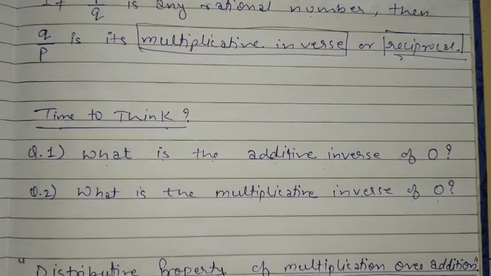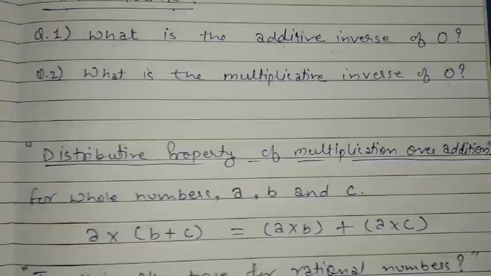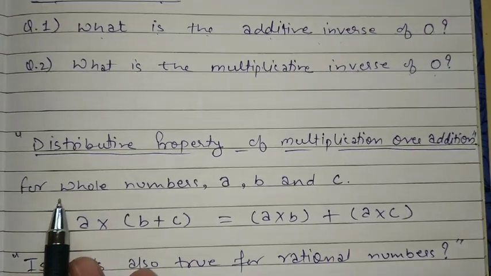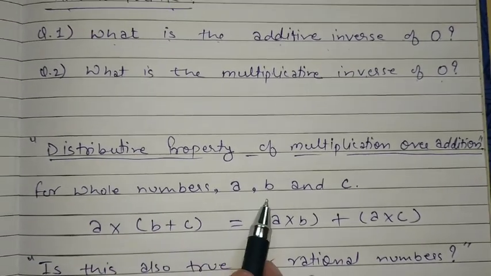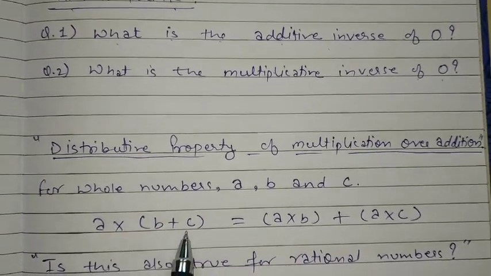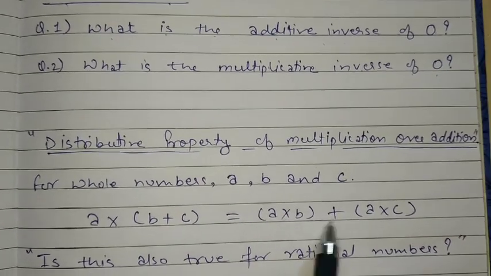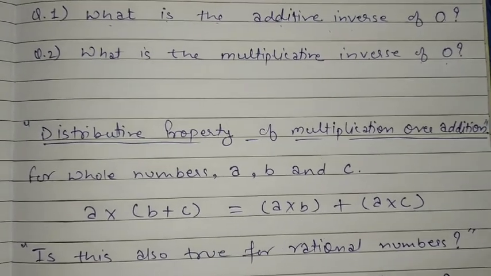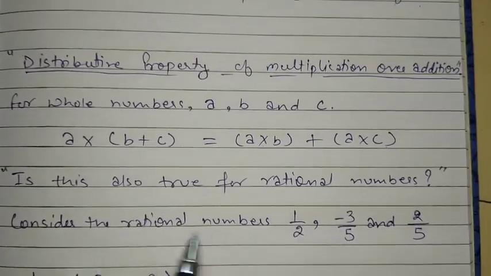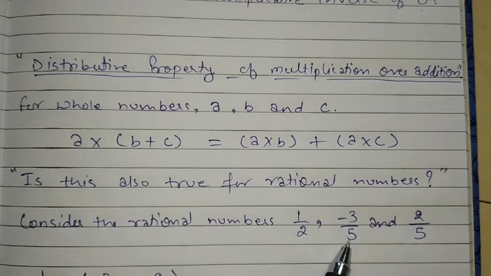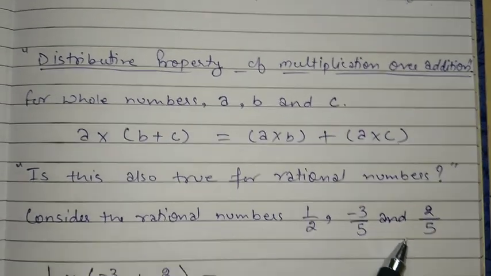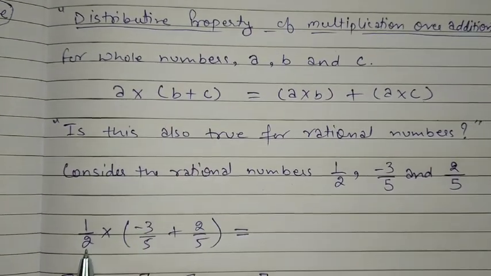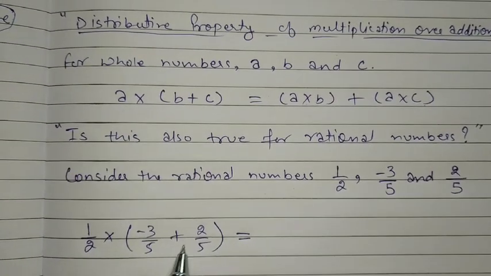But before that, the last property is left, and that is the distributive property of multiplication over addition. We all know for any whole numbers a, b and c, a into b plus c is equal to a into b plus a into c. So is this also true for rational numbers? Let's check. Here we are considering three rational numbers, 1 by 2, minus 3 by 5 and 2 by 5. Now first we will solve a into b plus c. So I have taken 1 by 2 into minus 3 by 5 plus 2 by 5.